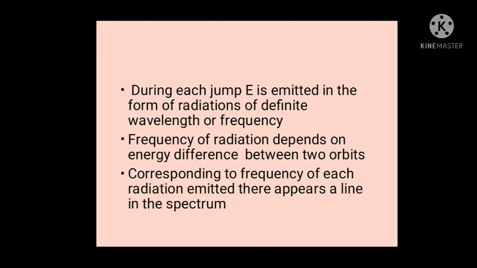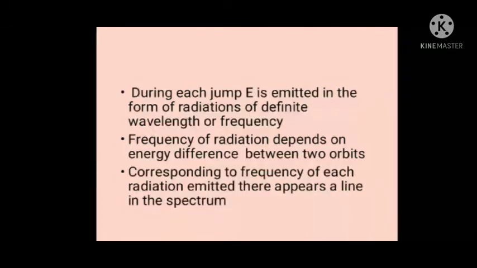These radiations appear as a line in the spectrum of hydrogen. So that is the explanation given by Niels Bohr. When the electrons jump back from the higher energy level to the lower energy level, energy is emitted, and this energy is emitted in the form of radiation. So, corresponding to each radiation, there appears a line in the spectrum of hydrogen.